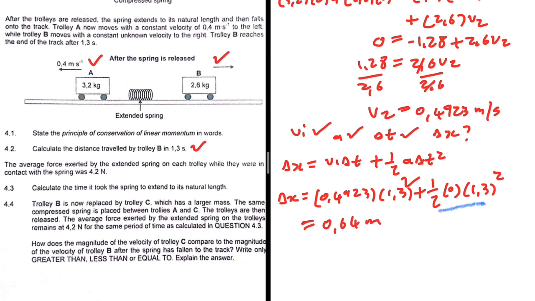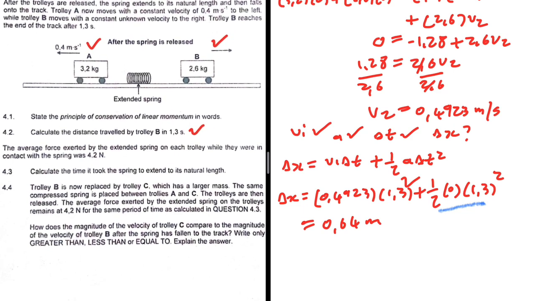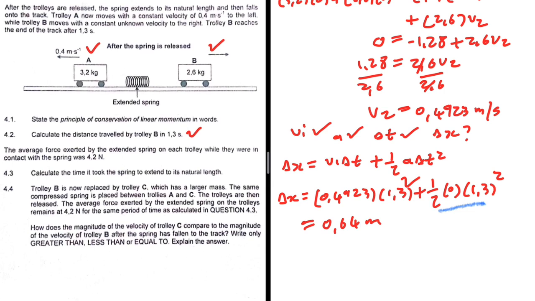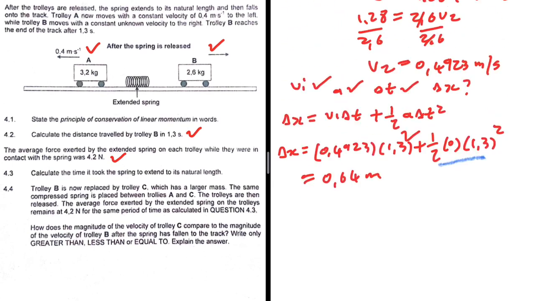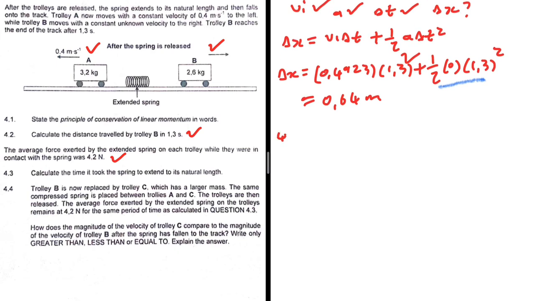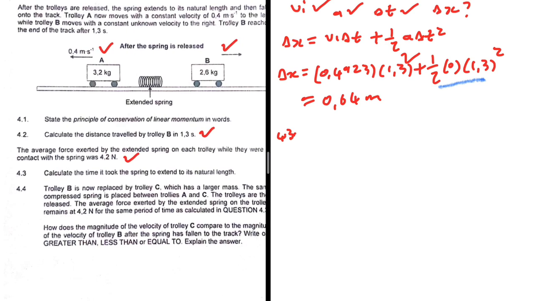Right, then 4.3, let's take a look. The average force exerted by the extended spring on each trolley while they were in contact with the spring was 4.2 newtons. Okay, then 4.3: calculate the time it took the spring to extend to its natural length. 3 marks. What an interesting question. It is the first time I actually come across a question like this, and rest assured I've solved a lot of these questions, but I've never come across a question saying I must calculate the time for the spring to extend to its natural length. This is the first.